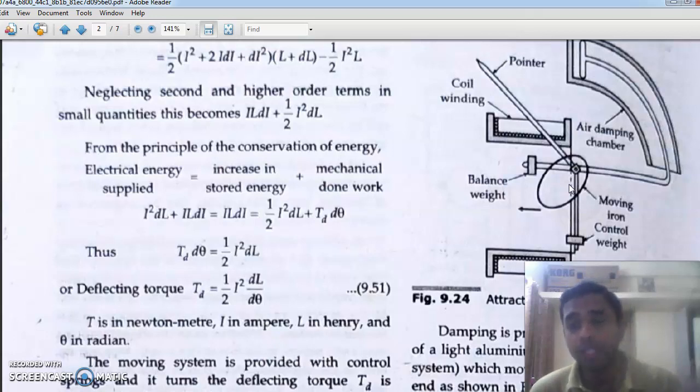Here the iron piece is simply moving, it is attached to a pointer, and the whole system is attached to the pivot or a piston, which is connected to the chamber. When the current flows through the stationary coil, the iron piece naturally gets attracted towards the stronger magnetic field, or towards a path of lower reluctance. So the pointer moves over the graduated scale, and we get a reading proportional to the current flowing through the stationary coil. That is the working of an attractive type instrument.